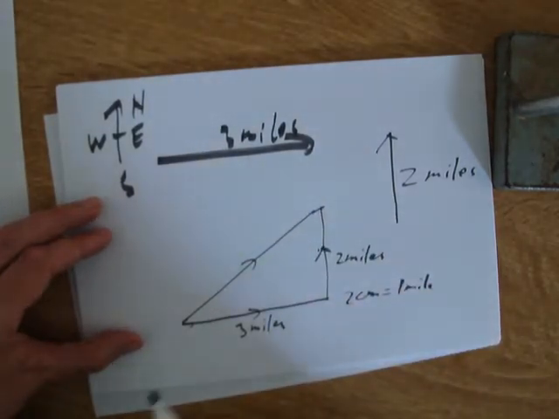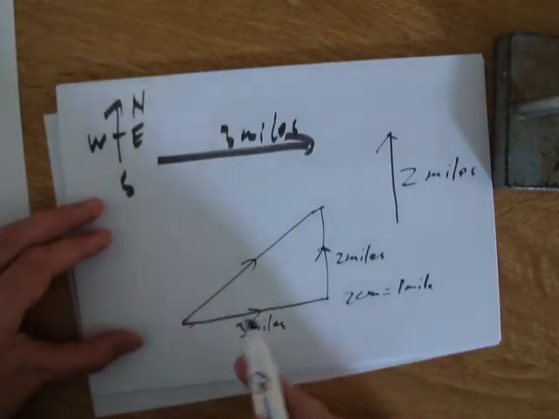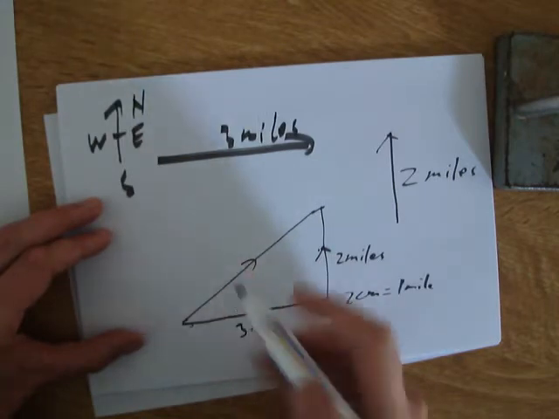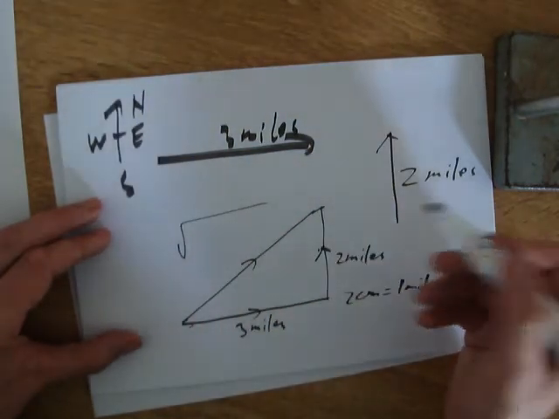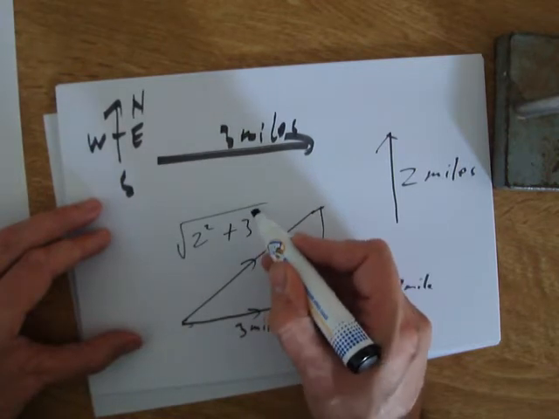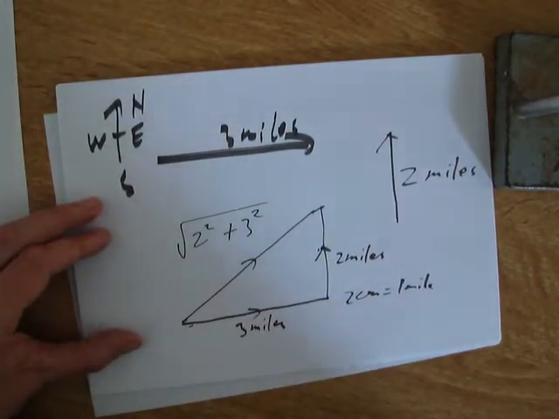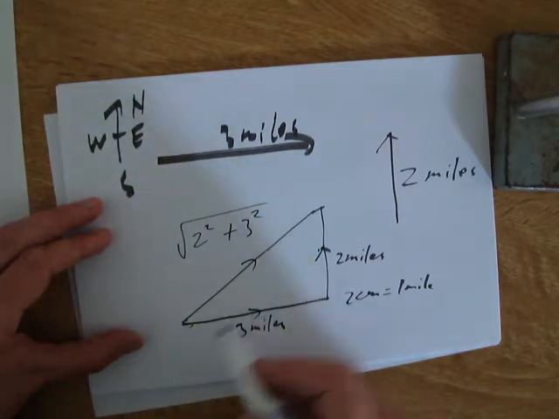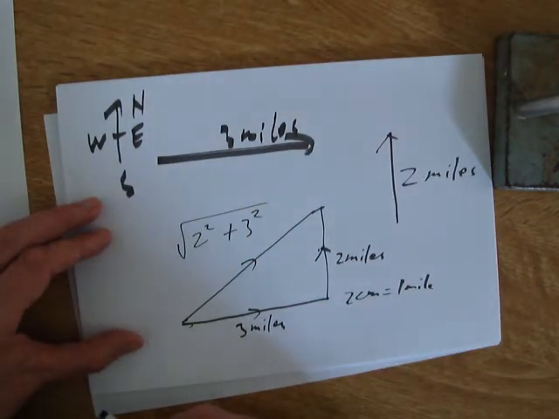us the answer. The other way of doing it mathematically, most students prefer to do it mathematically, we could use Pythagoras. We take a squared plus b squared equals c squared, so it would be the square root of 2 squared plus 3 squared would be the length of that vector. If we wanted to give a direction that we'd be travelling, then we'd have to use trigonometry.